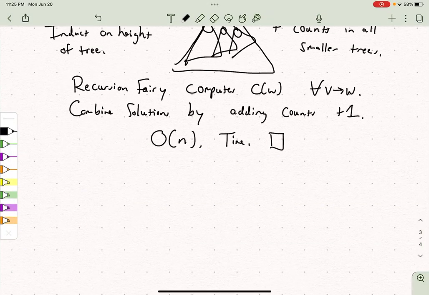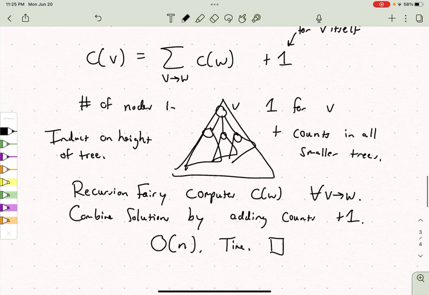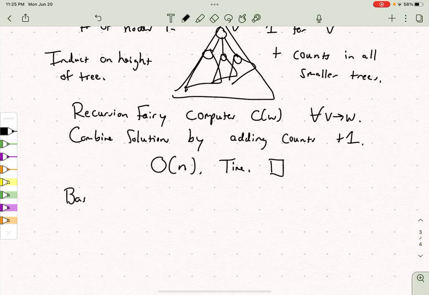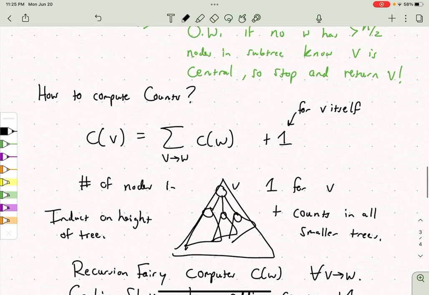So okay, now that we have our algorithm mostly done, it's time to think about the base case. One cool thing about the counting algorithm is the base case is built in. The base case is a leaf, and you'll notice a leaf has no children. And so that sum is really a sum over the empty set, and so it is 0. So the count of v will be 0 plus 1, which is 1, which is exactly the count of the subtree for a leaf. So the base case is actually baked into this equation, which is really nice.